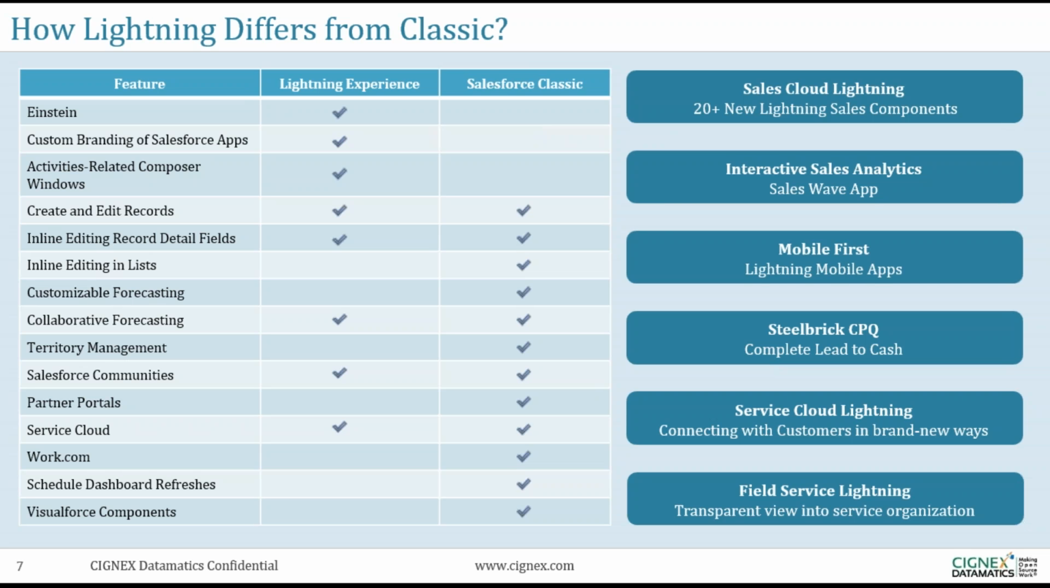Some of the best features: inline editing. Also, it has collaborative forecasting. Also, it provides custom branding for sales apps and activity-related composer windows. All these features are available in Lightning, and Classic is slowly coming down.